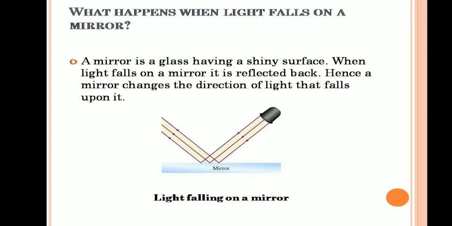What happens when light falls on a mirror? See, for example, when light falls on a mirror, that mirror just reflects it back. Not only a mirror, any shiny surface can act as a mirror. So this mirror changes the direction of the light that falls upon it.